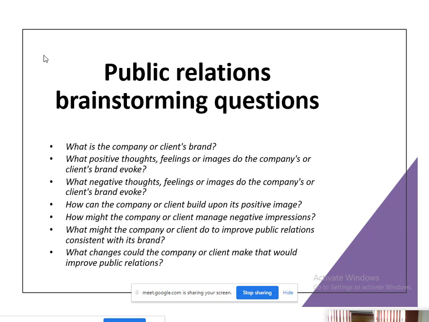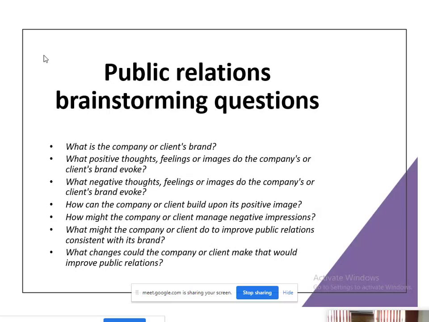So clients have to feel something after seeing the brand of the company. If it's giving some negative thoughts, and if negative thoughts arise in the client when seeing the images of the company, then it may fail. How can the company or client build upon its positive image? So the company and the client should have a proper relation to build a positive image of that company. If a negative impression is there, the company cannot rise. There is always a requirement of a proper relation between a company and a client to have a positive image of that company.